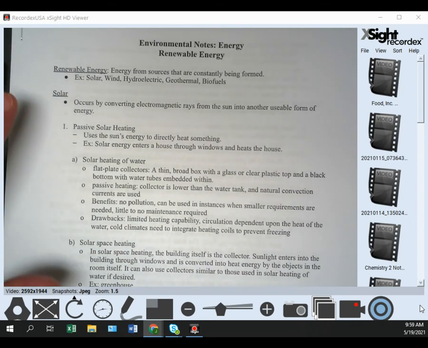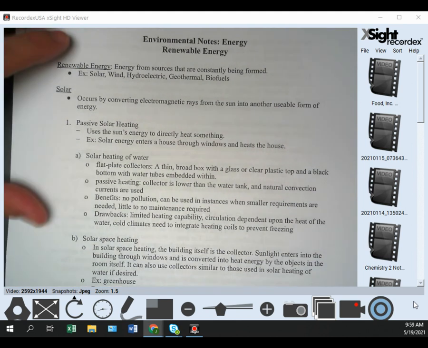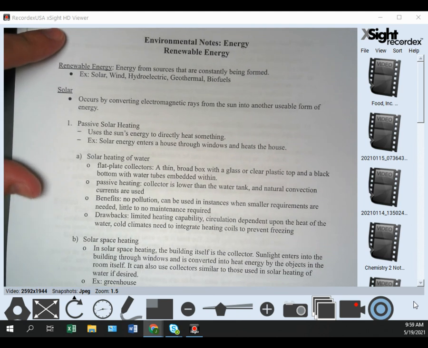So today we're going to hit some of the info on renewable energy. We talked about some of the basics on fossil fuels and stuff like that yesterday, and today we're going to hit some of the stuff on renewable energy. We're going to focus on the solar portion of renewable energy.